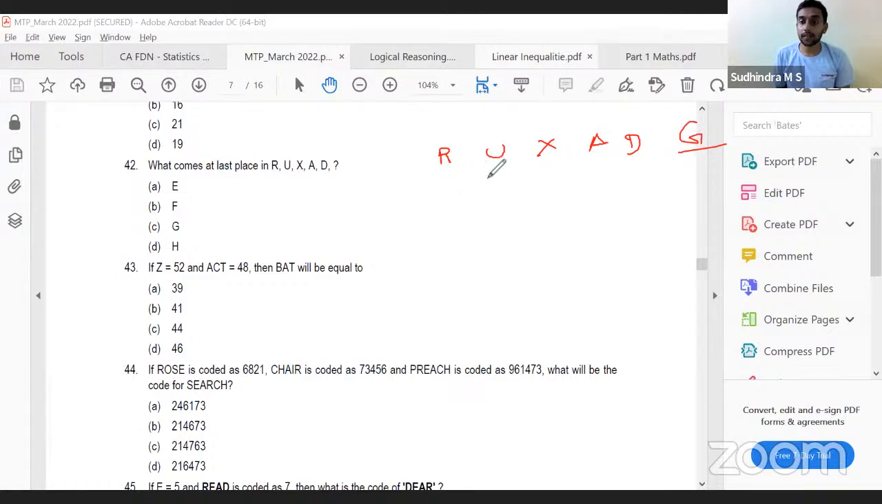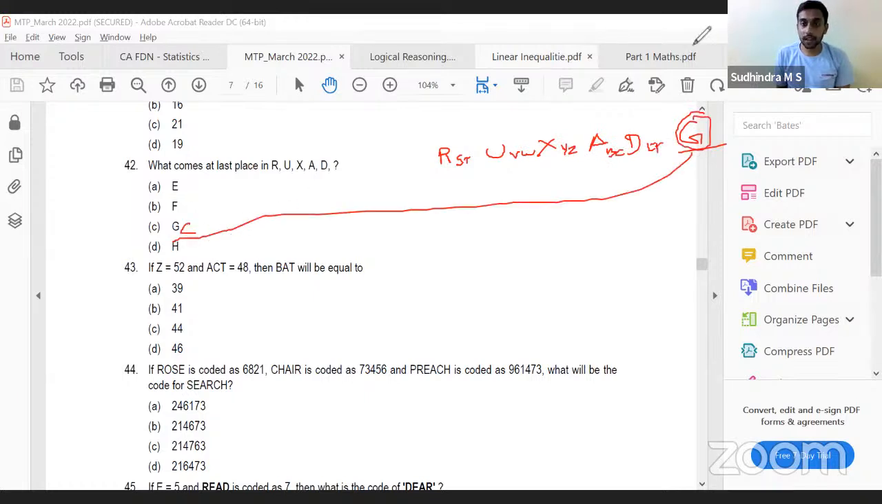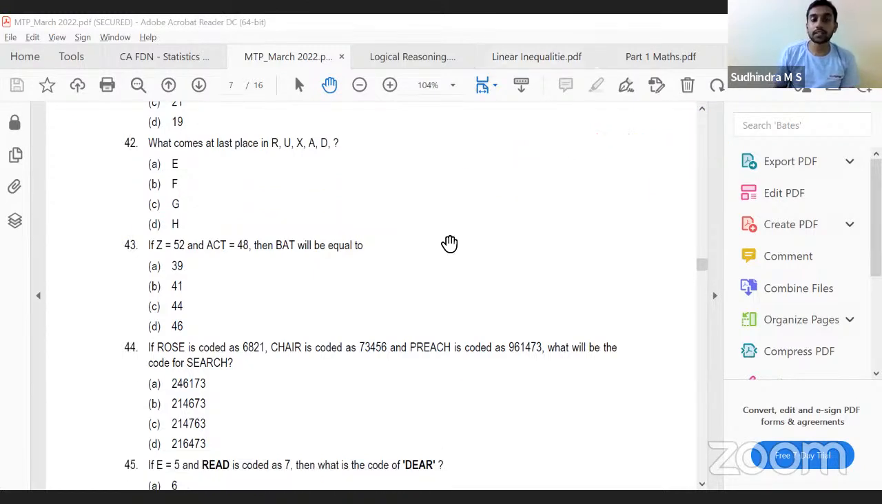Yes. So if there is a 2 letters gap: R, S, T, then U, V, W, X, Y, Z, A, B, C, D, then E, F, G. So G is the correct answer. So that is how we have to answer.